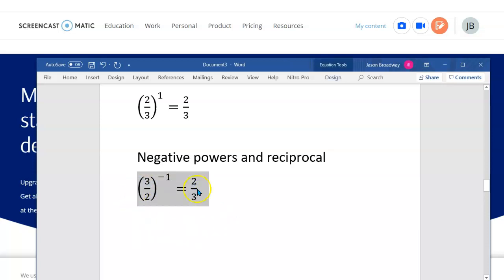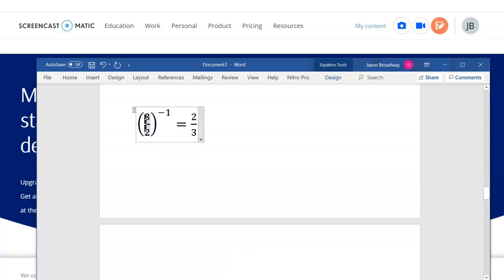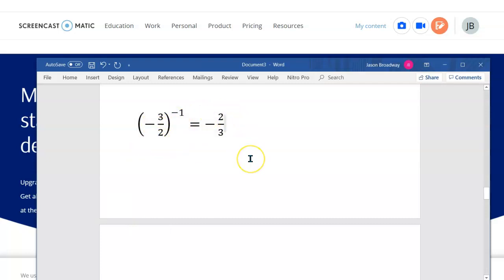Let me just copy this and paste this so I won't have to go back to the editor a lot. If I do negative 3/2 to the negative 1, well, the reciprocal of a negative is just another negative, so the reciprocal of negative 3/2 is negative 2/3.